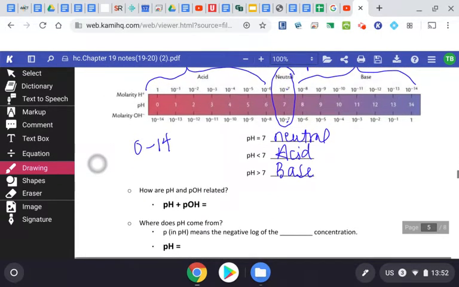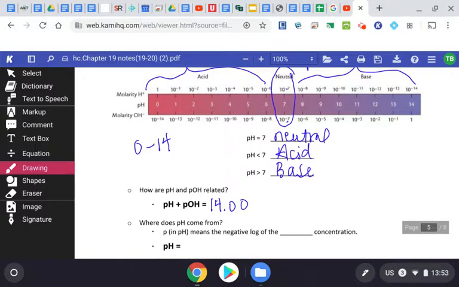How are pH and pOH related? Well, pH is dealing with the hydrogen ion concentration. pOH is dealing with the hydroxide ion concentration. They are inverse of each other. So pH plus pOH is equal to 14.00. For example, if I'm given a pH of 6, then my pOH would be 8. 6 plus 8 is 14.